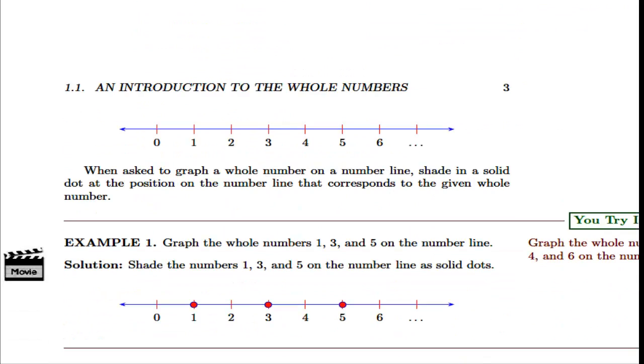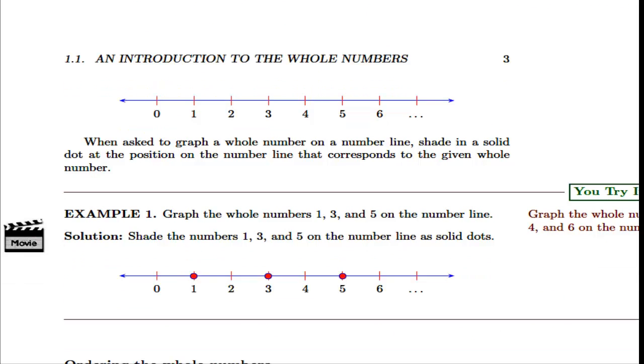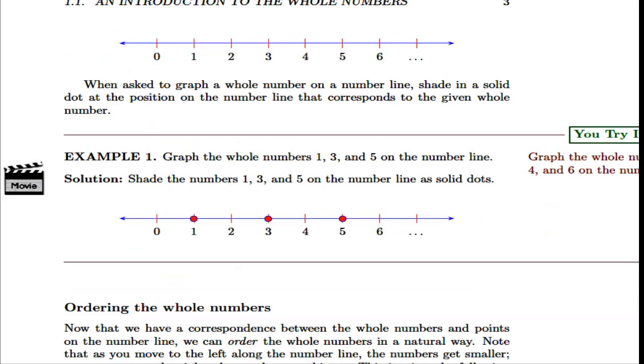When asked to graph a whole number on a number line, shade in a solid dot at the position on the number line that corresponds to the given whole number. For example, if you want to graph the whole numbers 1, 3, 5 on the number line, shade the numbers 1, 3, and 5 on the number line as solid dots.